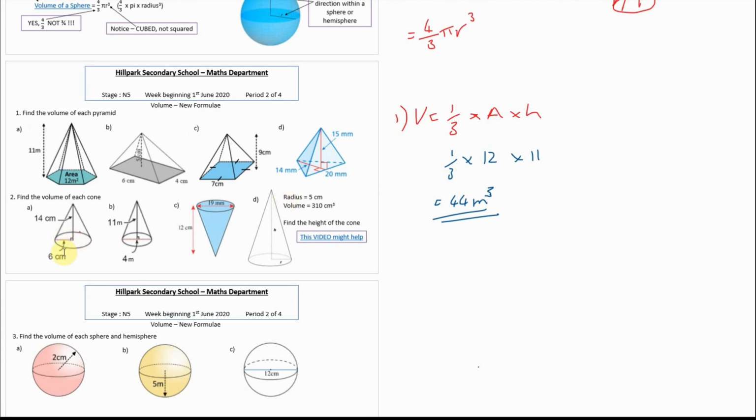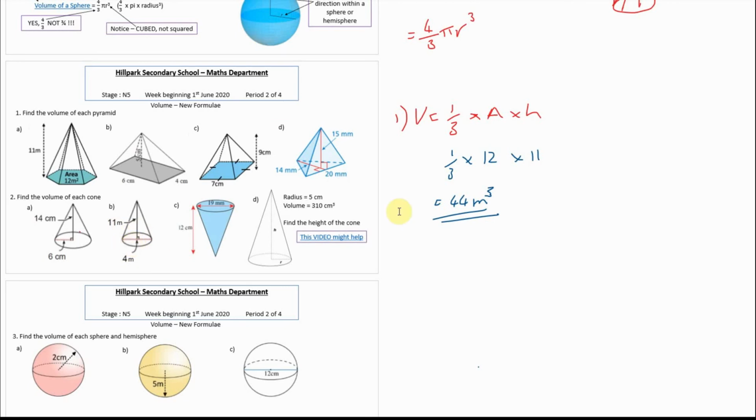What's the area of this? Pi times 6 squared. What's the height? 14 divided by 3 because it's a cone. Okay, over here, pi r squared. What's the radius? It's going to be 2 this time. Pi times 2 squared, that's the area of a circle, times by 11, all divided by 3.